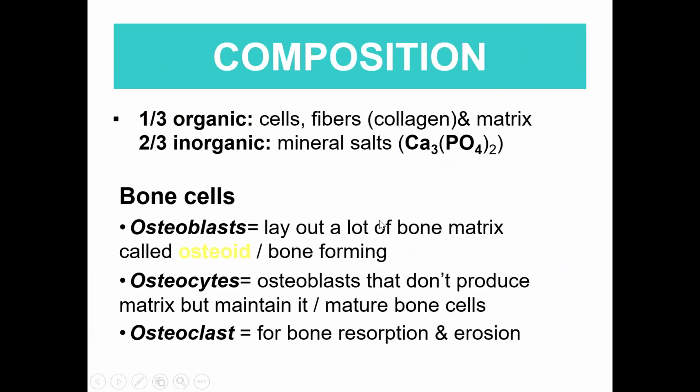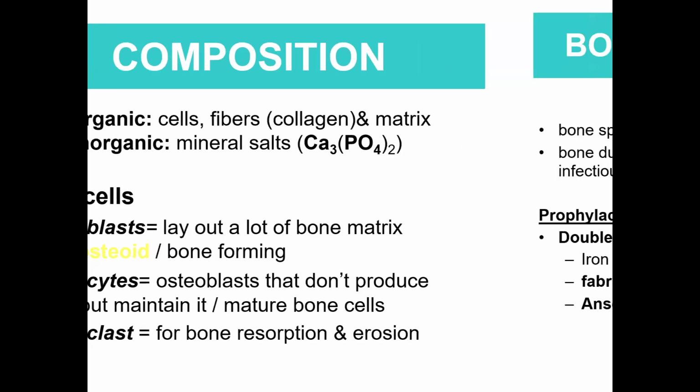The composition of your bone: one third organic, two thirds inorganic. Organic are the cells, the collagen, the fibers, and the matrix. Inorganic are the mineral salts, mainly your calcium or calcium phosphate, which makes your bone hard. You have three bone cells: osteoblasts, osteocytes, and osteoclasts. Osteoblasts, of course, are the bone-forming cells. Osteocytes are the mature cells, and osteoclasts are responsible for bone resorption.